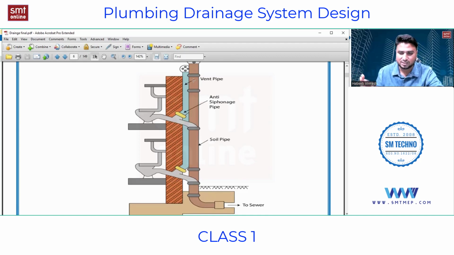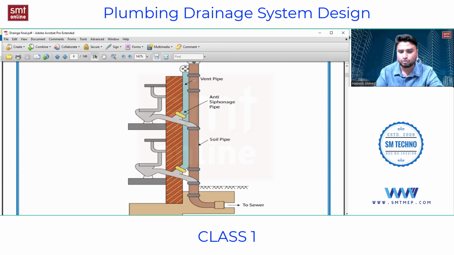Once again, a stack is nothing but a main vertical pipe which is carrying the building drain from all the fixtures. What kind of fixtures? If it is carrying the drain from fixtures like the WC, urinal and bidet, which carry excreta, that is called a soil stack. That means in that main vertical pipe you have human waste and excreta, generated from the WC, urinal and bidet.